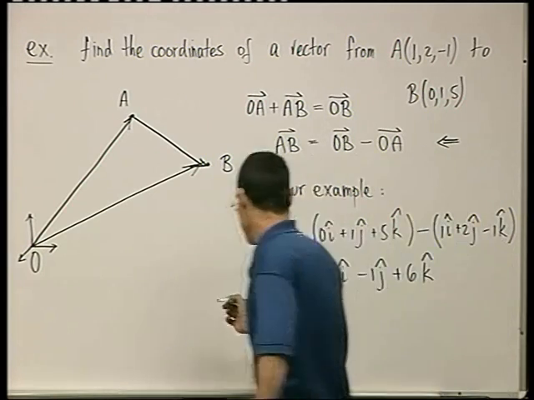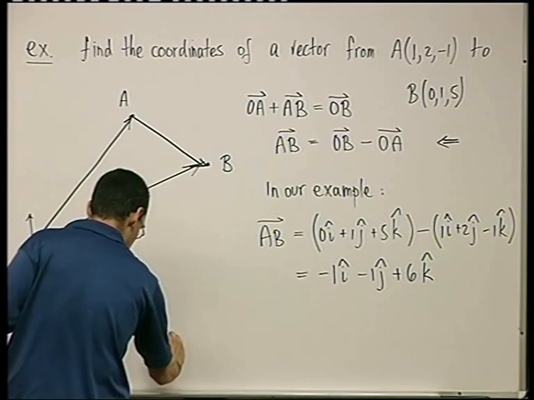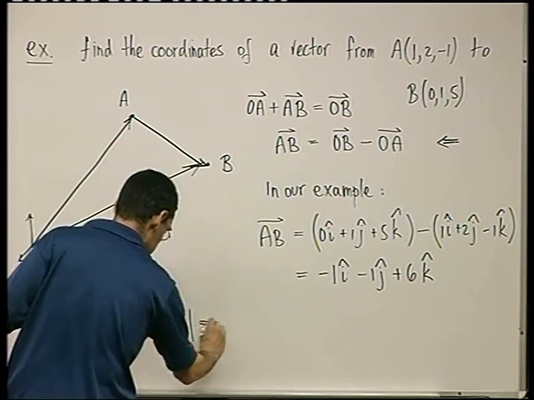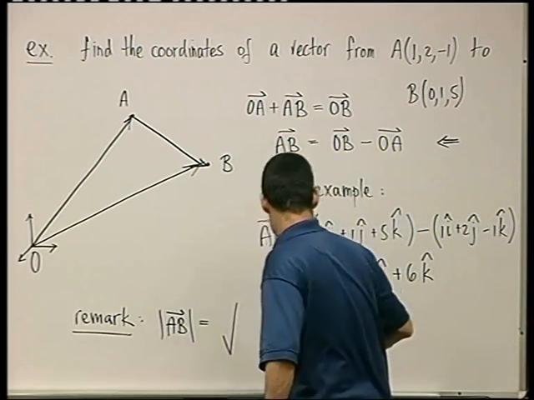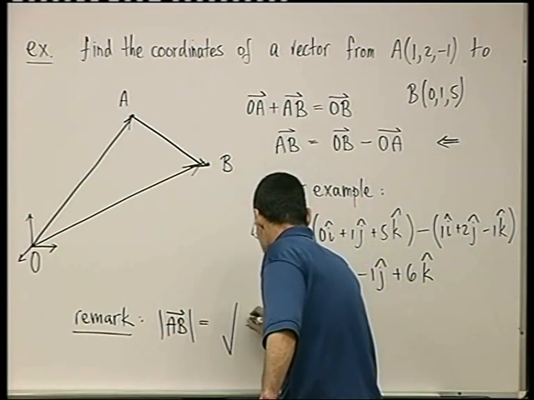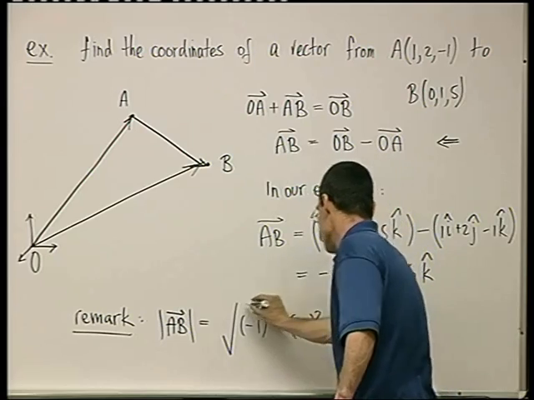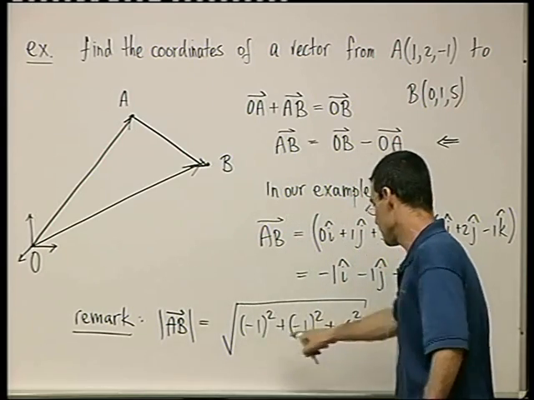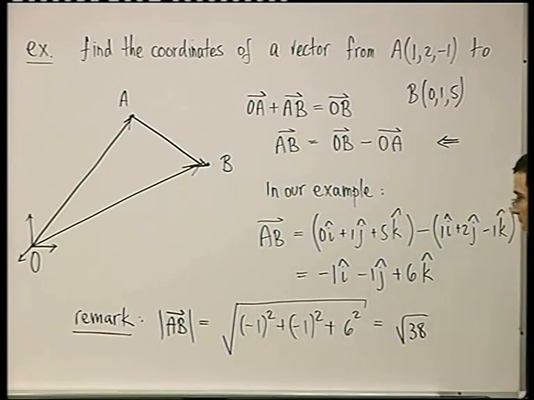What is the length of AB, by the way? Remark. What is the length of AB? I know its components. So what's the length? The square root of the sum of the squares of the components. That's the Pythagoras 3D version. So it's minus 1 squared plus minus 1 squared plus 6 squared. And what's this? 1 plus 1 plus 36, so it's the square root of 38. Clear? Good? Everybody with me?